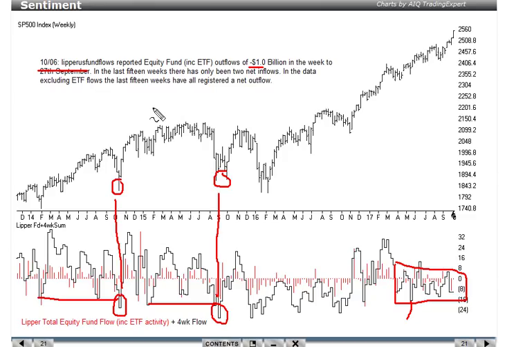What I can tell you for sure is in the last 15 weeks there have been only 2 net inflows in that data, and in the data that excludes ETF flows, in the last 15 weeks we have seen a net outflow registered every week. We talked about this indicator relative to other indicators and the fact that the data indicates mutual fund investors, this data anyway, remain very cautious.